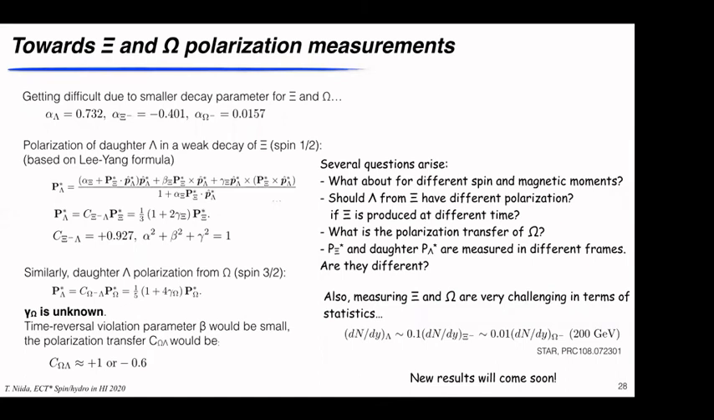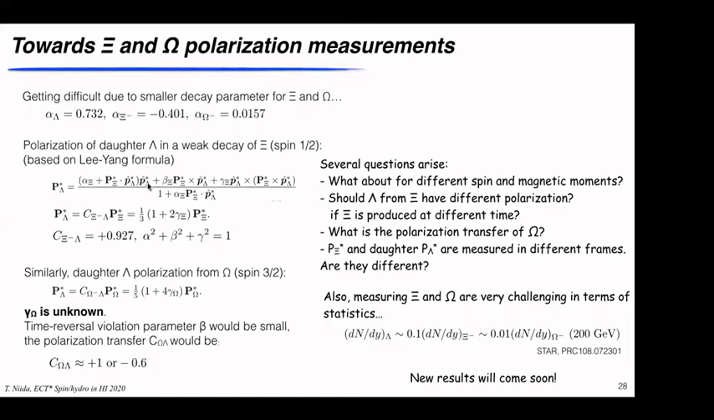Toward Xi and Omega polarization, I just want to discuss a little bit more. Especially for Xi and Omega, it becomes very difficult because of the smaller decay parameter. For lambda it's about 0.7, but for Xi it's 0.4, and for Omega it's 0.01. So it's almost impossible to directly measure the Omega polarization. But probably one can use the daughter lambda polarization to know the parent polarization.